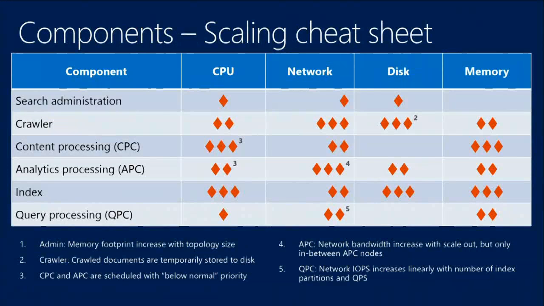Just showing this scaling cheat sheet to show what kind of components are using what kind of resources. So the index is surprisingly not the one using most of the resources here. It's high on CPU, fairly high on network, high on disk, and high on memory.